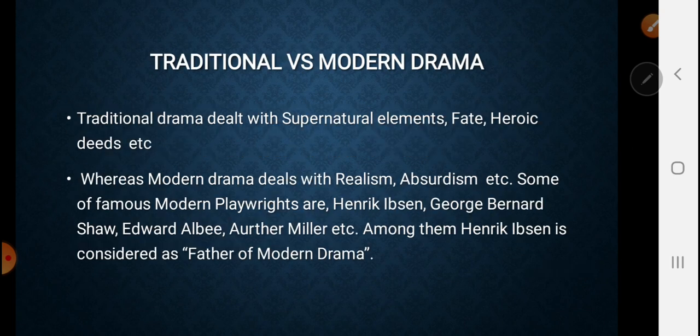Traditional versus modern drama. Traditional drama dealt with the supernatural elements, fate, heroic deeds, and the task of avenging or the theme of revenge. Whereas modern drama deals with realism, absurdism. Absurdism refers to foolishness or meaninglessness, etc. Some of the famous modern playwrights are Henrik Ibsen, Bernard Shaw, Arthur Miller, and Ibsen is considered as the father of modern drama.